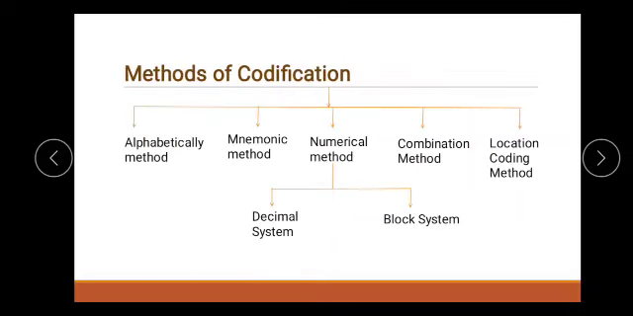Next point, methods of codification. There are 5 main methods of codification. First, alphabetical method. Second, mnemonic method. Third, numerical method. Fourth, combination method. And fifth, location coding method. The numerical method is again classified into two systems. First, decimal system and second, block system.